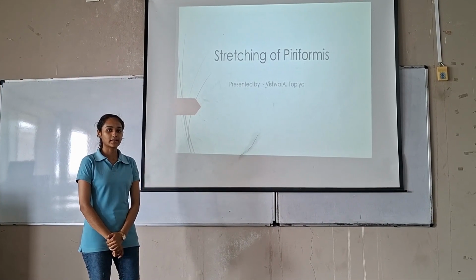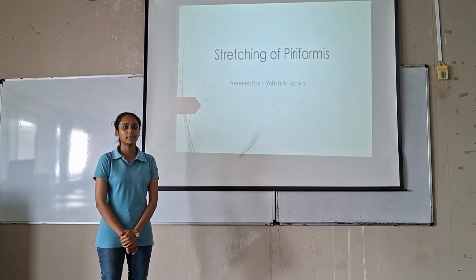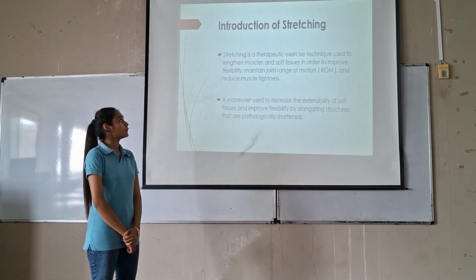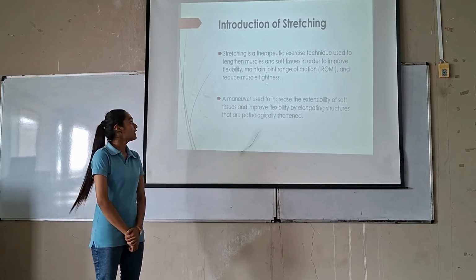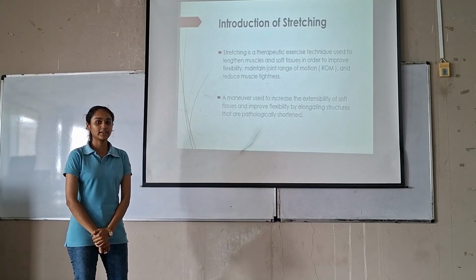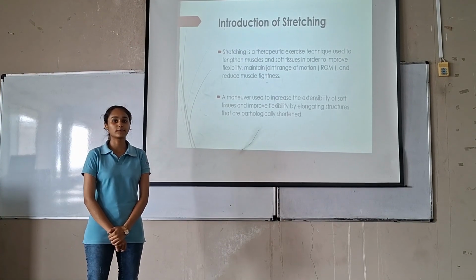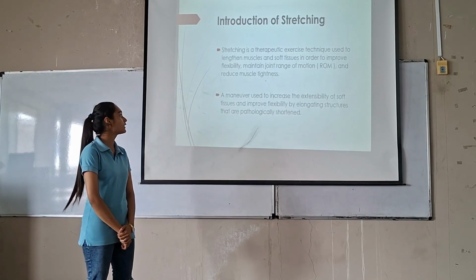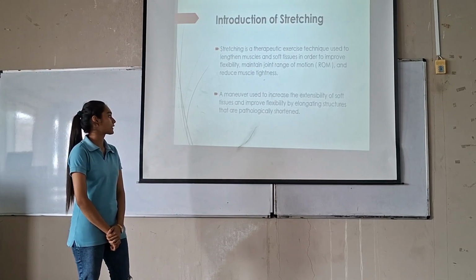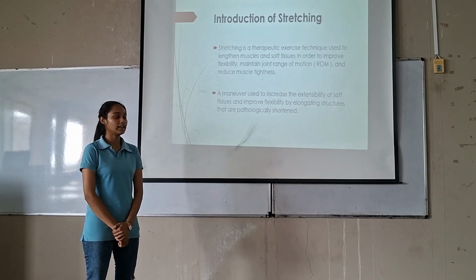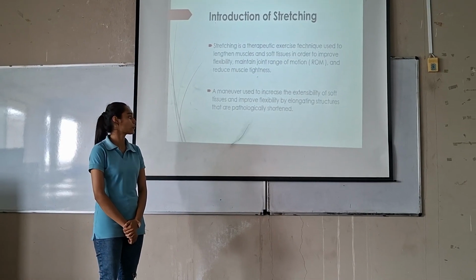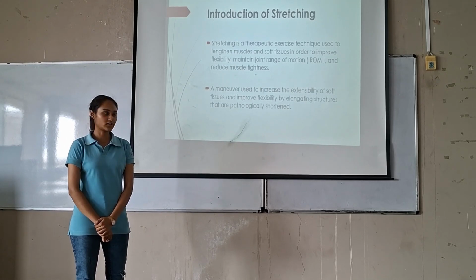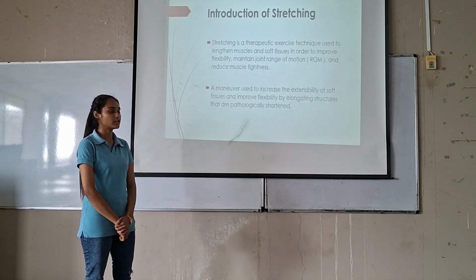Today I am going to explain about stretching of piriformis in exercise therapy 2. First of all, what is stretching? Stretching is a therapeutic exercise technique used to lengthen the muscle and soft tissues in order to improve flexibility, range of motion, and reduce muscle tightness. A maneuver used to increase the extensibility of soft tissues and improve flexibility by elongating structures that are pathologically shortened.